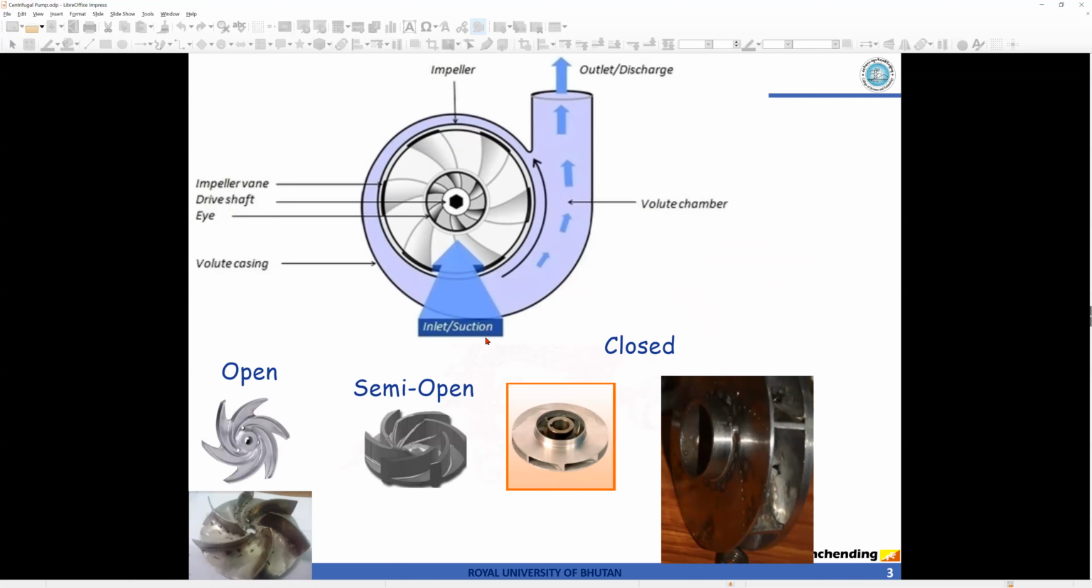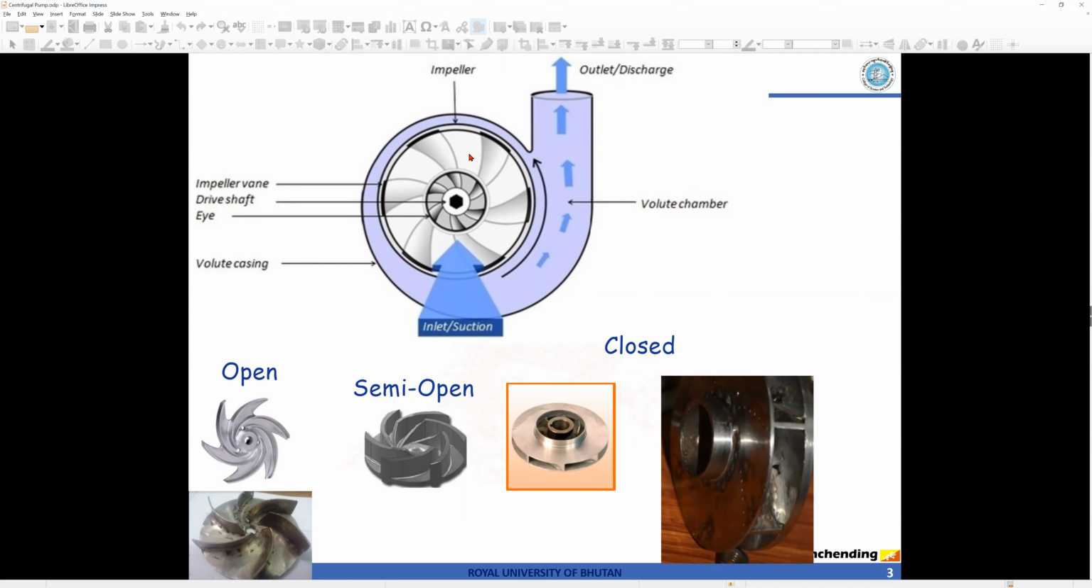Here is an image of a centrifugal pump. The outside is known as the volute casing, and in the interior of this volute casing there is the impeller. The impeller is the main part of a pump that rotates, and to make it rotate, some additional equipment is required, and commonly a motor is used to rotate this impeller.